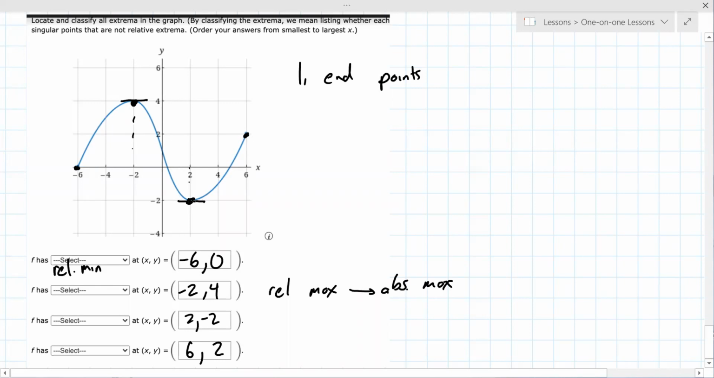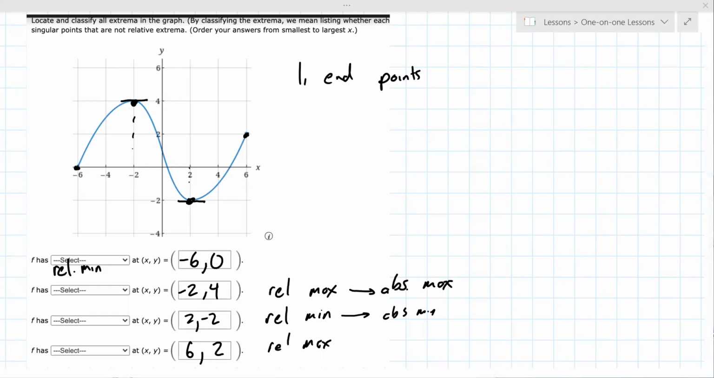Same thing here. This is a relative min. You always start by calling something either a relative min, a relative max, or nothing. And then you ask, well, maybe it's an absolute min. It is if it's smaller than everything else, which it happens to be. When you get to this point on the right, you say, well, it's bigger than everything around it, so it's got to be a relative max. Is it the absolute max? Well, no, this is bigger. That's how you make those decisions.